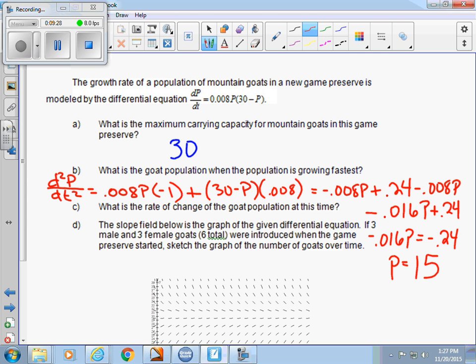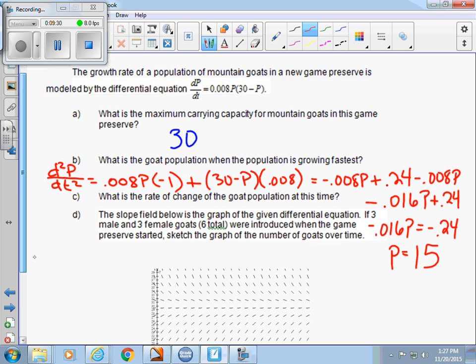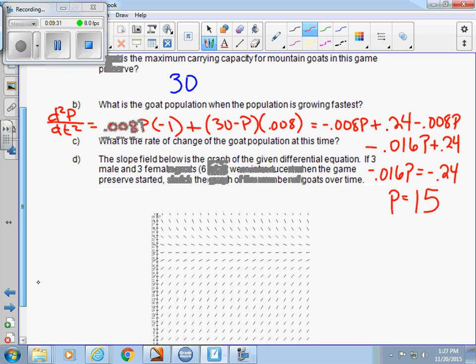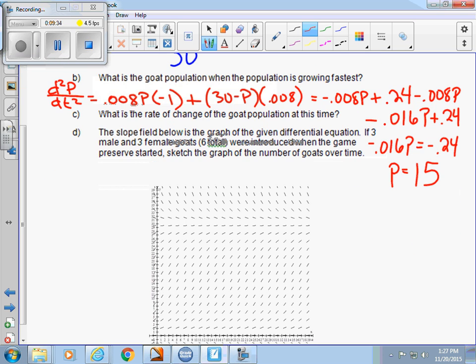The slope field below is the graph of the given differential equation. Wait, so B, what did we find? Oh, sorry. That is the goat population when the population is growing fast. You're right, I'm skipping C, so I need to do part C. So it's the goat population, because P is the population, and I found when the derivative was a maximum by looking at the second thing. So I do need to answer C.